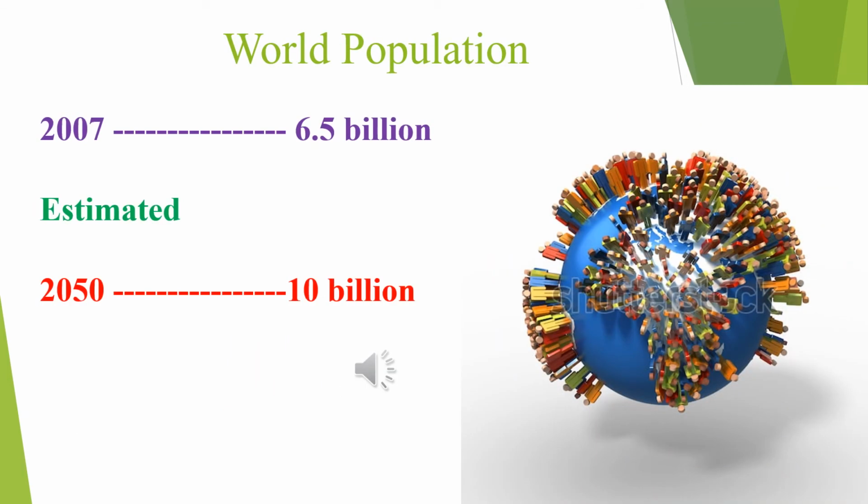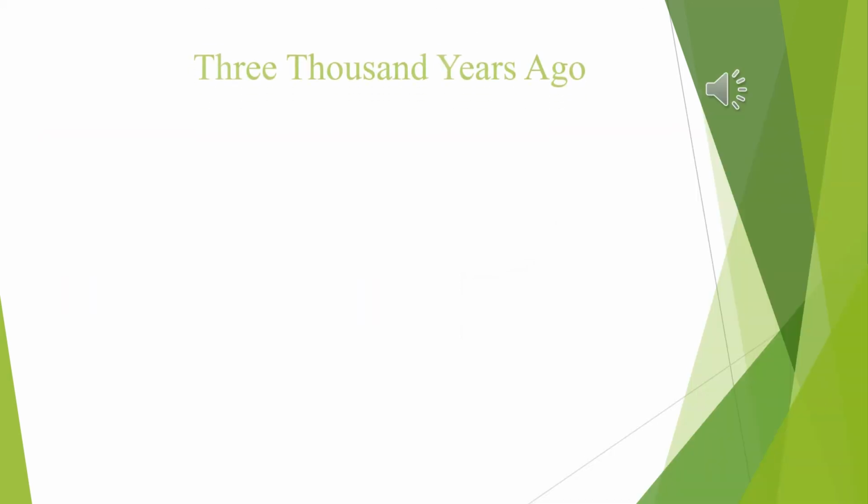Dear students, as you know that the world is already very much populated. In 2007, the world's population was 6.5 billion. It is estimated that in 2050, it would be 10 billion. In the next classes, we will learn about the consequences of overpopulation.